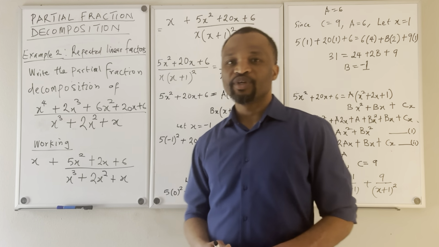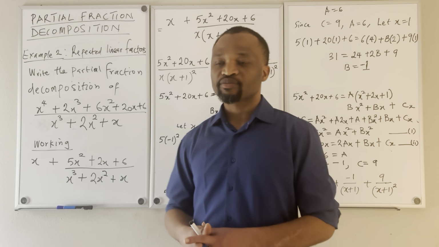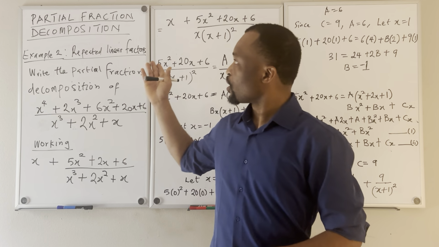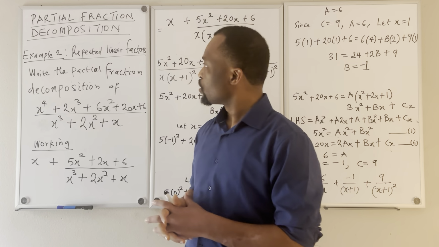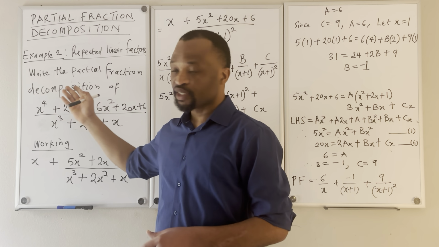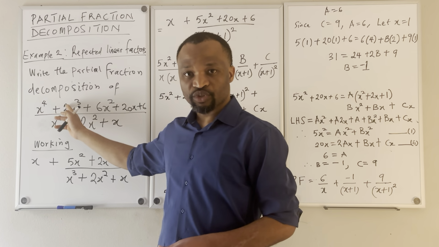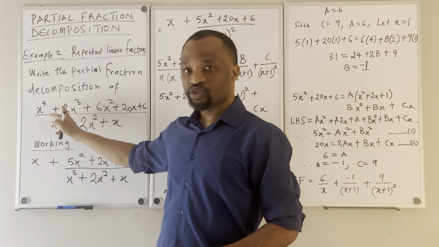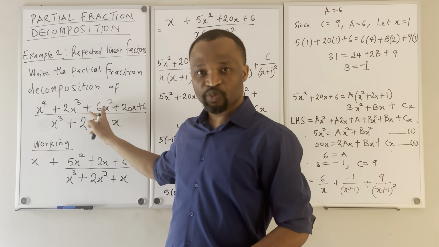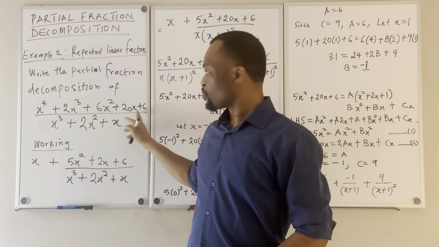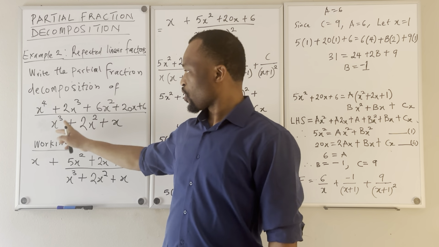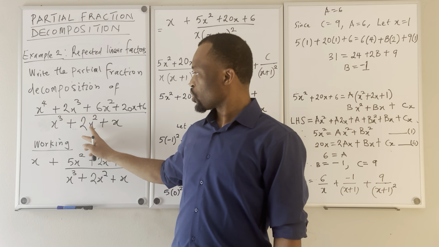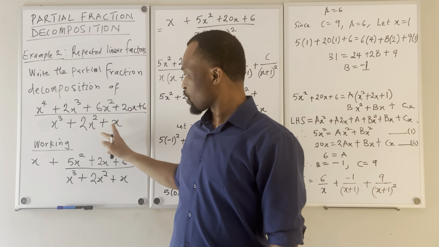In today's video, we'll be taking our second example, continuing from where we left off. We're looking at partial fraction decomposition as a topic. So here we have an example, and the example says, write a partial fraction decomposition of x to the power 4 plus 2x to the power 3 plus 6x squared plus 20x plus 6 over x to the power of 3 plus 2x to the power of 2 plus x.